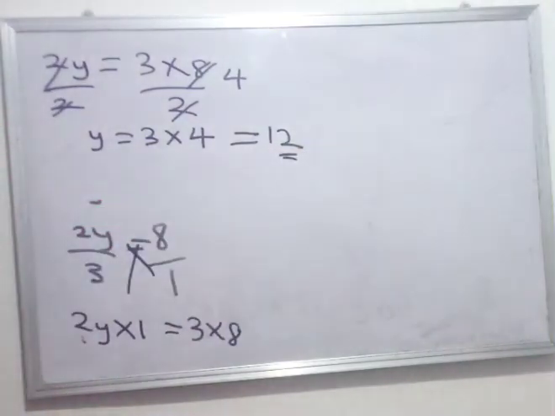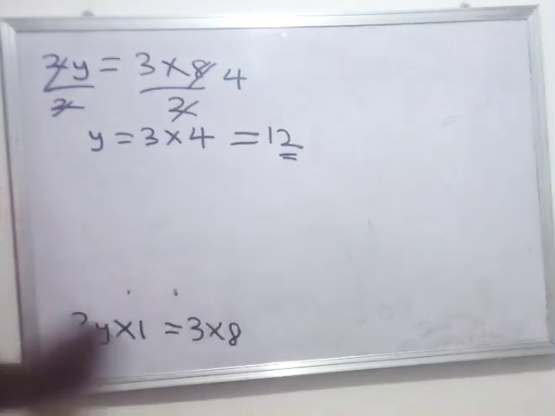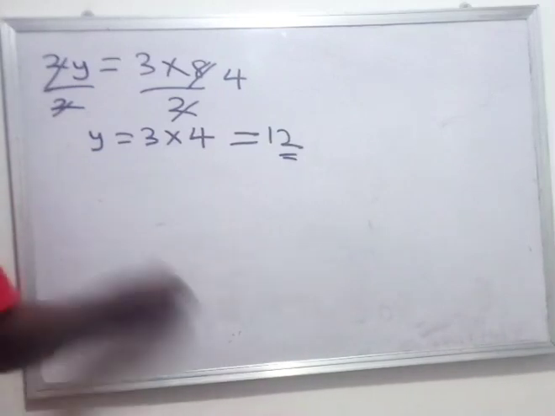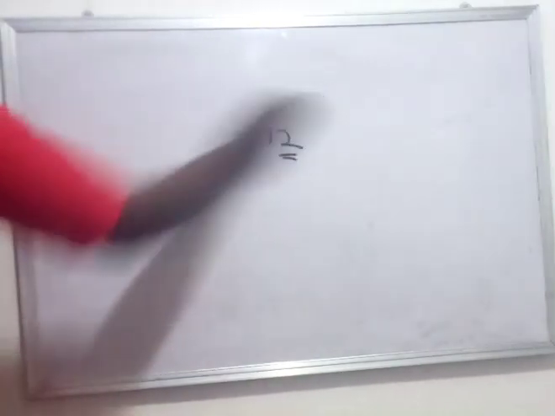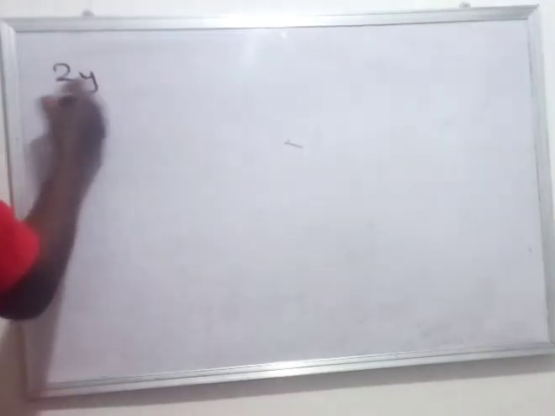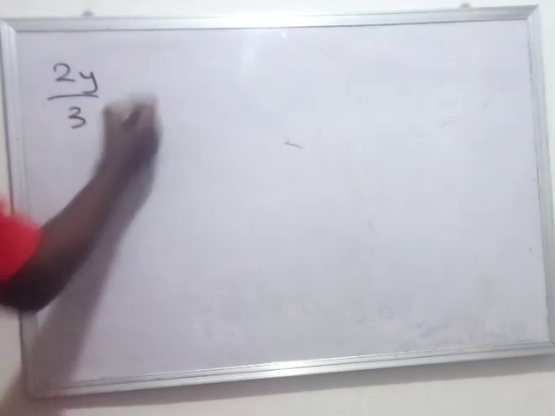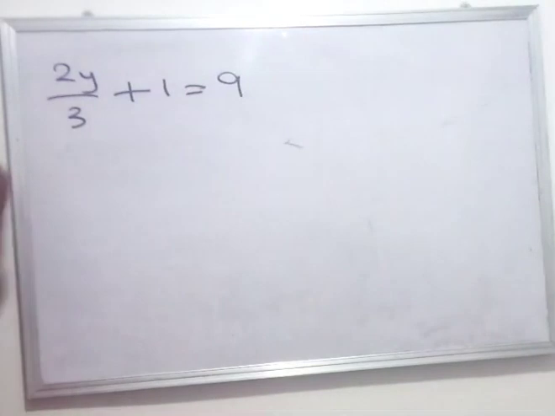This is the first method to solve this equation. Now let me show you the other method to solve this. It's also a fast method. This method will use the method of finding the LCM to solve it. The question is 2y over 3 plus 1 is equal to 9.